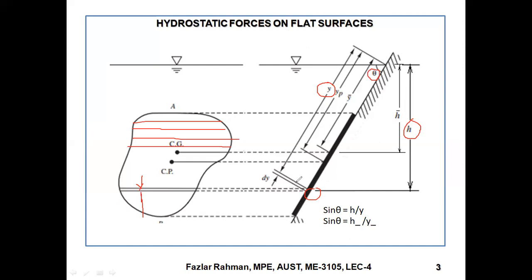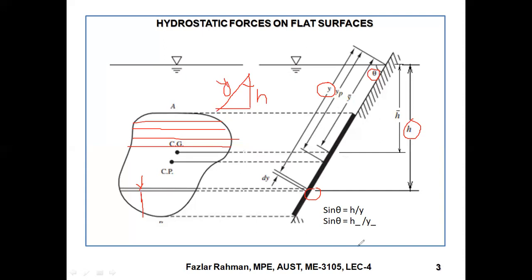What will be the relationship between y and h? Easily you can figure it out, right? If you make the triangle, this is your h and this is your y. So sine theta equals h by y. You can easily get that over here.